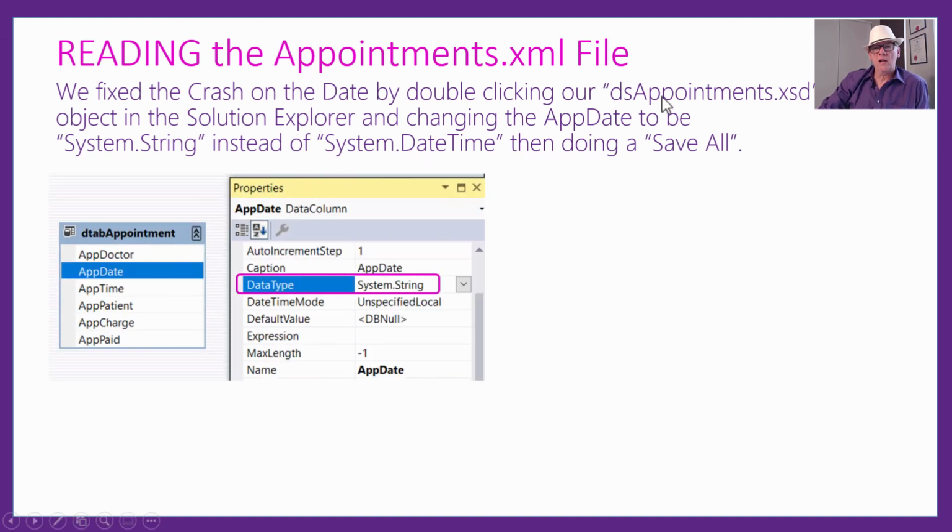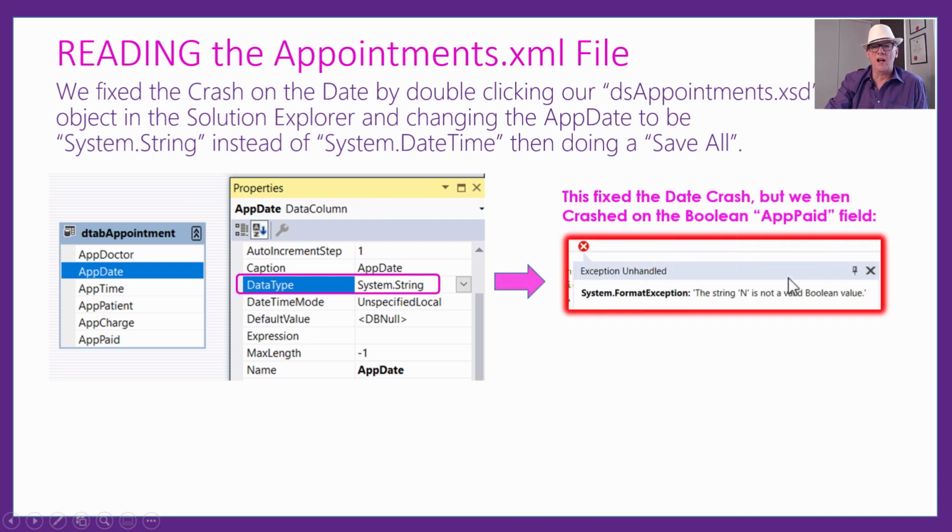So how we did that was we went into dsappointments.xsd. Here it shows out each of our records and our fields. So click on app date and just go here to data type. Instead of having date time, just have system string and fix that up.